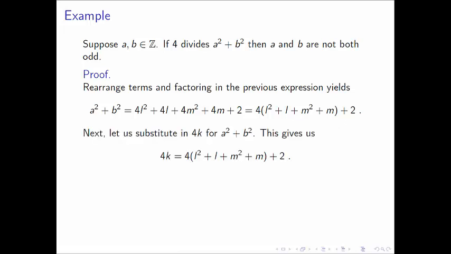From here, I'm going to use that other part of the assumption that I made at the very beginning, which is that a squared plus b squared is equal to 4k. So when I combine those two pieces of information, I end up with the equation 4k is 4 times the quantity L squared plus L plus M squared plus M plus 2.